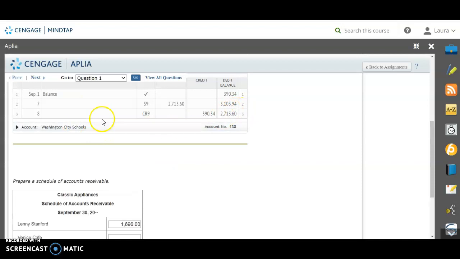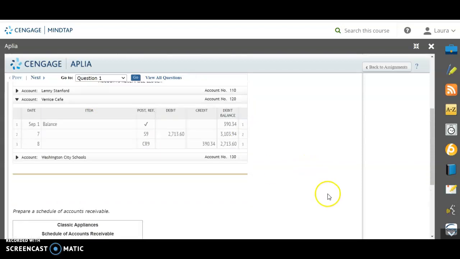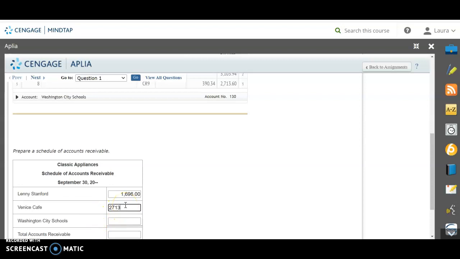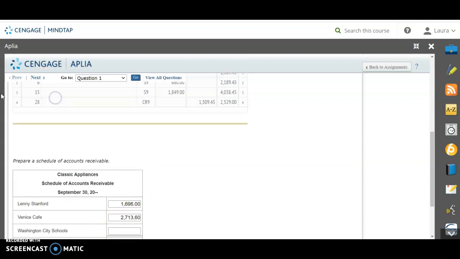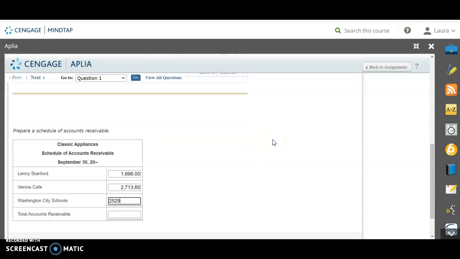Venice Cafe is 2713.60, and Washington Schools right here, 2529. We're going to add those three numbers together, and we get what we talked about before in the accounts receivable ledger of 6938.60. That should be our total amount that all of our customers owe us for the month at the end of September.